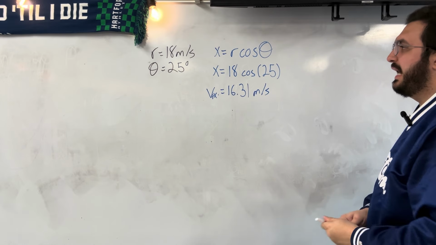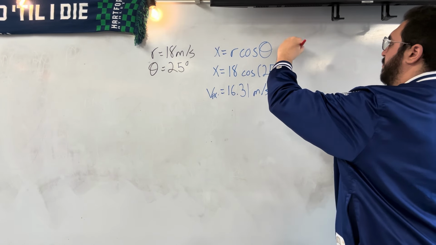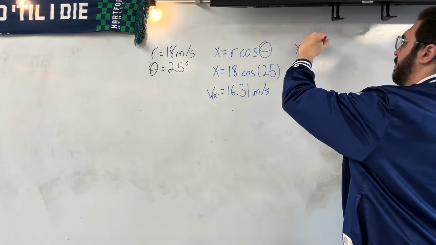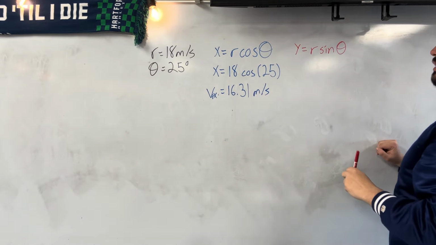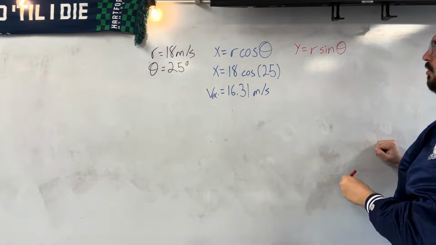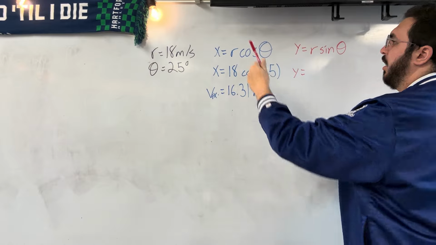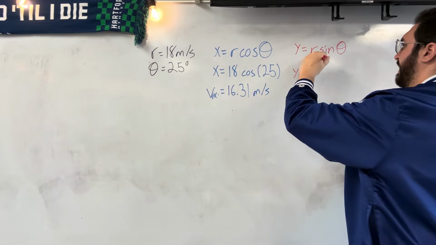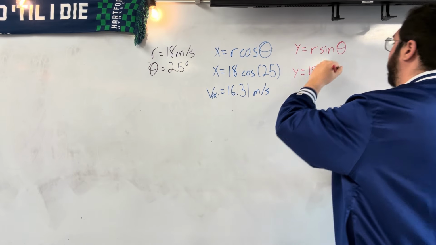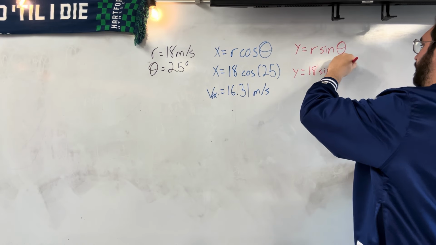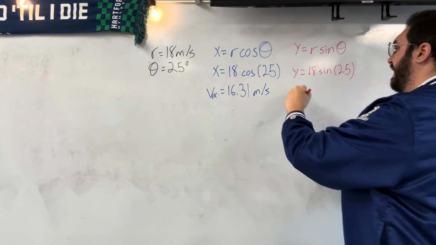So that's well and good. We have x. Now let's do y. Y is equal to r sine theta. So we use the exact same logic we used before. We just plug in. Y, we don't know it yet, so y just stays as y. R, we know is 18, so we plug that in. Sine, our theta angle, 25. So again, when I do that in my calculator, I'm going to get VIY.